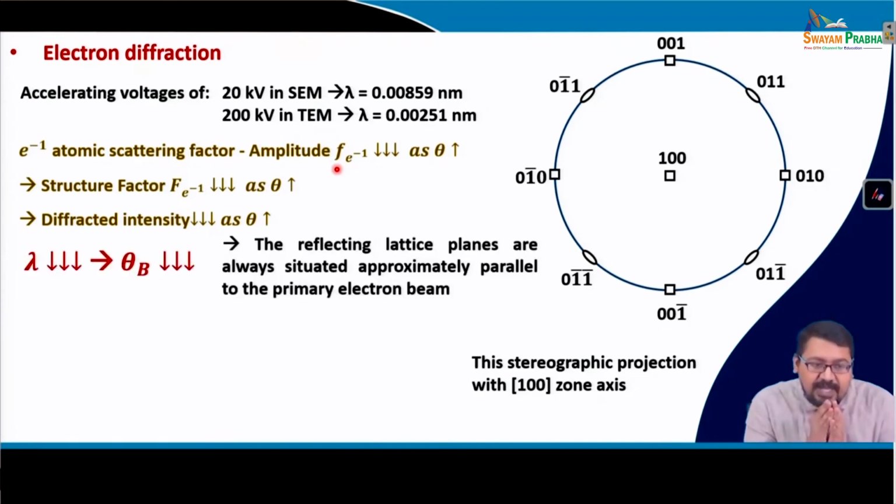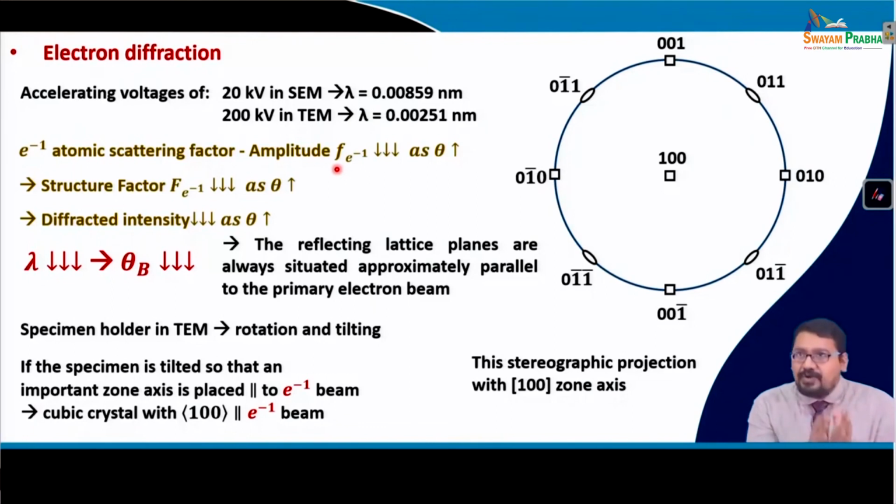So, as the lambda is decreased, the theta b, that is the Bragg's angle, basically keeps on decreasing. That means that a particular HKL plane will now diffract at a smaller Bragg angle, because the lambda has been decreased, n lambda equal to 2d sin theta, right. So, the reflecting lattice planes, in case of electron beam, are situated almost approximately parallel to the incident electron beam, the primary incident electron beam.